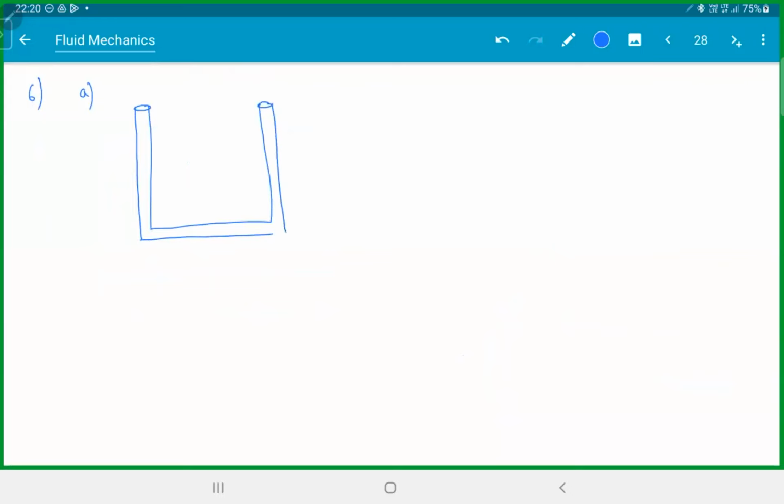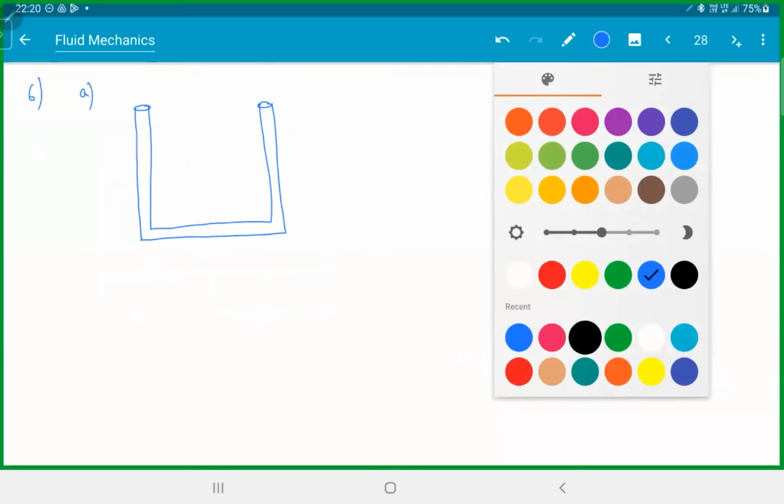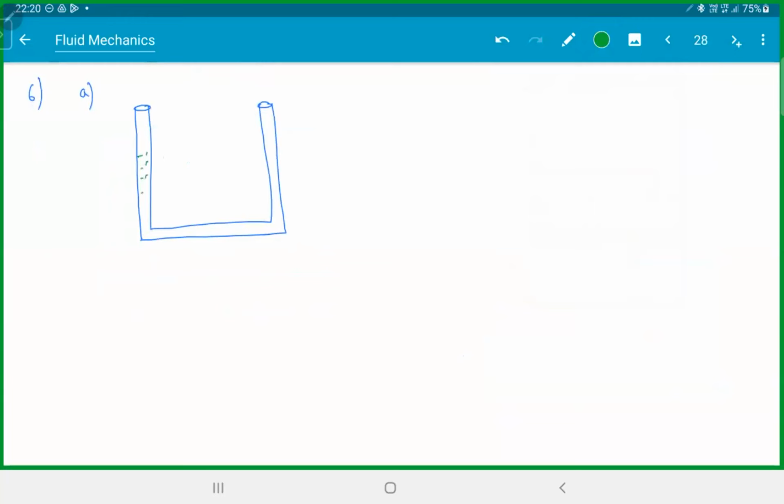Let's say we have a U-shaped container here. Let's say the left side is filled with liquid ρ1. The height is h1. The right side is filled with liquid ρ2. Height is h2. Find ρ1 by ρ2. Easy one.